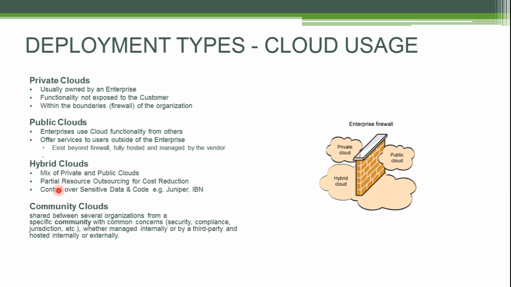All right, so this is the third item provided by NIST. So far, we talked about essential characteristics and offering methods, and now the deployment types. There are four deployment types: private cloud, public cloud, hybrid cloud, and community cloud.